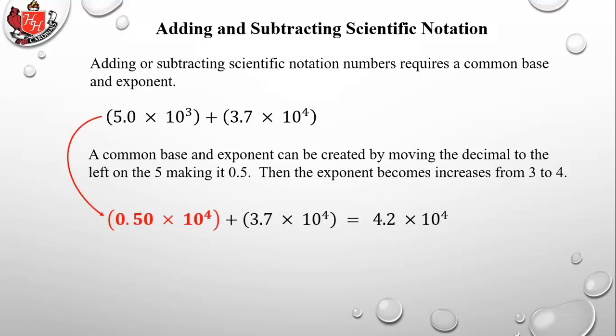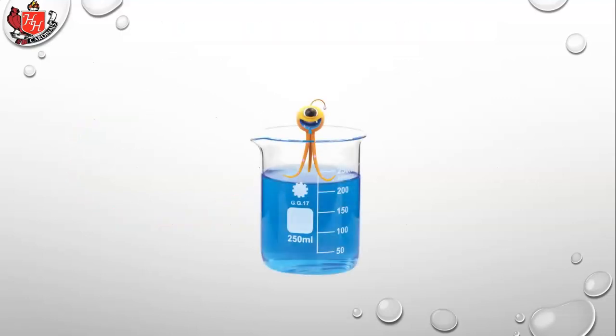So there we took the 5 and we moved the decimal one place to the left. We made it smaller by 10 times. So what we then do to the exponent is we make it bigger by 10 times, or by one place. So that goes from 3 to 4. So you made the coefficient smaller, going from 5 to 0.5. So you got to make the exponent bigger. So it goes from 3 up to 4. So now you have a 10 to the fourth in both of those terms there. So now you can add 3.7 plus 0.5 to get 4.2. So there you see you have the same exponent and base there. And that takes care of that.